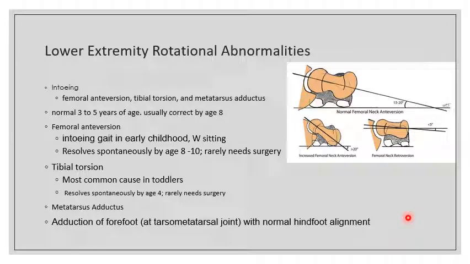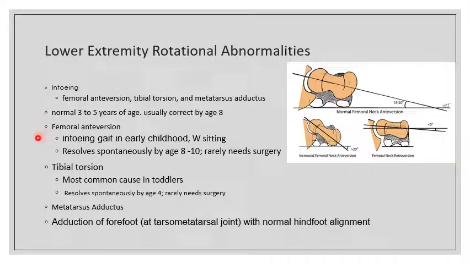So, lower extremity rotational abnormalities. Basically, the book mentions in-toeing. So you have either femoral anteversion, tibial torsion, or metatarsus adductus. The problem could be in the femur, in the tibia, or in the foot. Some in-toeing is normal at 3 to 5 years of age. If you have young children, you can observe they have some degree of in-toeing around 3 to 5 years of age, and it usually corrects by around age 8.